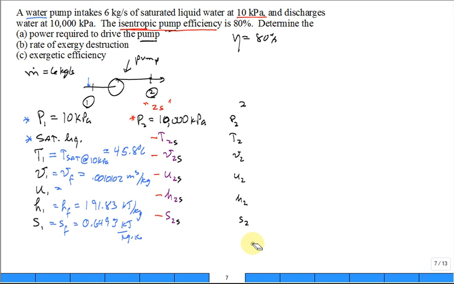So you understand about the state 2S and state 2? You isentropically compress it, and then you use the efficiency, 80% isentropic efficiency, to get the actual state 2, okay? So, what about state 2S? What other piece of information helps us fix the state?